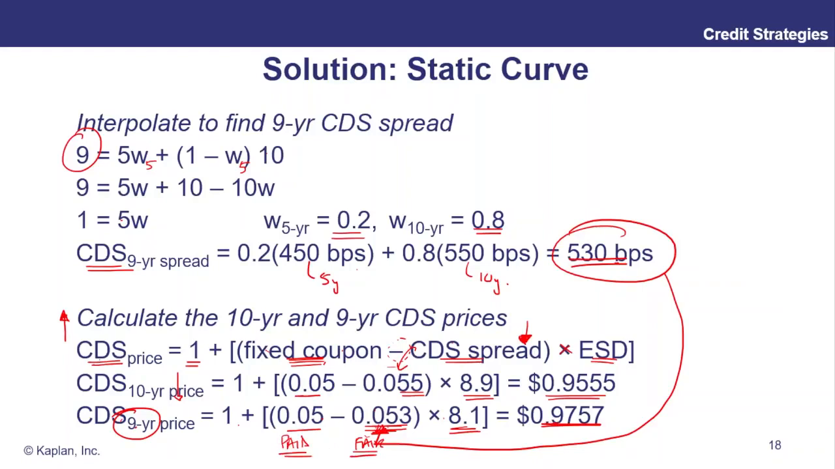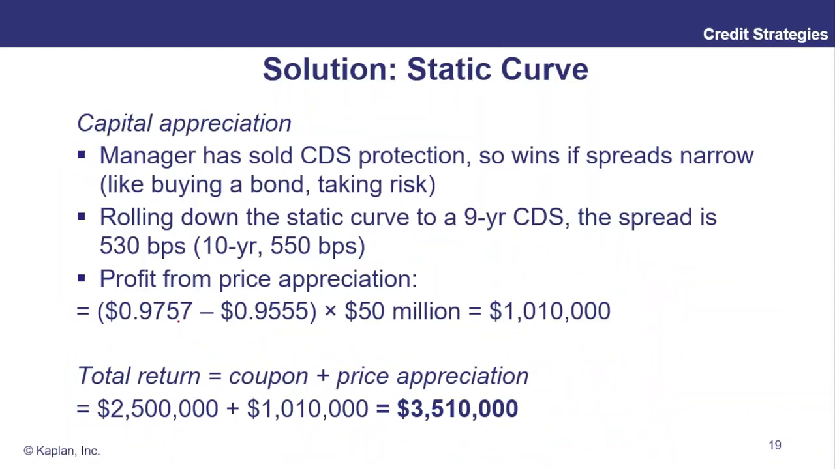In fact, your price is going up, isn't it? If you're buying protection at a price of 0.9555 and selling at 0.9757, then you are making a gain, all right? In fact, we can calculate that gain. Here it is. For every dollar of notional principal, it goes from being worth 0.9555 to 0.9757. Scale that up by your notional principal of 50 million, and that's your gain due to roll down. Okay, just rolling down the existing curve where we interpolated the 9-year spread.